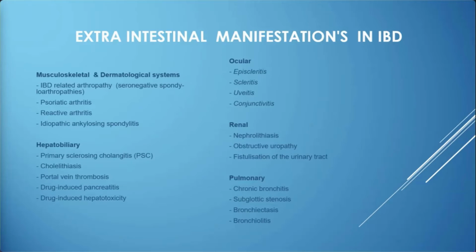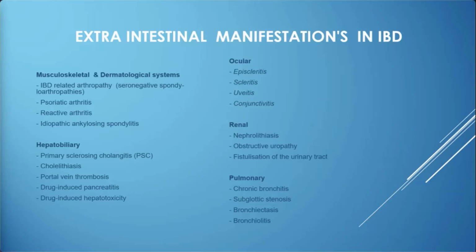These are usually associated with immunosuppressant drug therapy, one of them being Humira, and normally when we commence these drugs, we do monitoring of bloods very closely to watch out for toxicity. The ocular system then: scleritis, uveitis, conjunctivitis, and iritis.